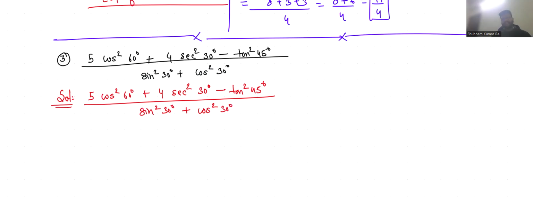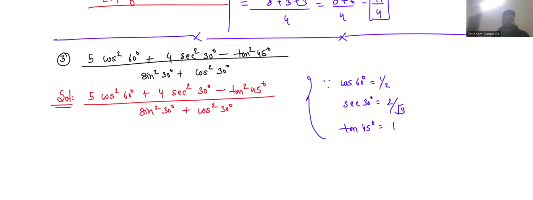So here we will write, since cos 60, what is the value of cos 60? That is 1 by 2. What is the value of sec 30? As we know that sec 30 is the inverse or reciprocal of cos 30, and the cos 30 value is root 3 by 2, then sec 30 will be 2 by root 3. Next is tan 45. What is the tan 45 value? It is 1, right? Okay.